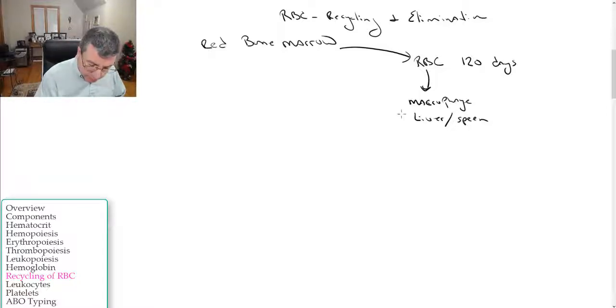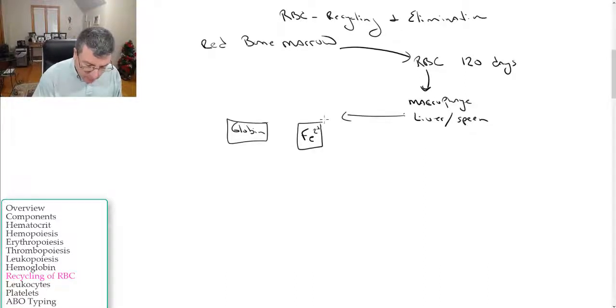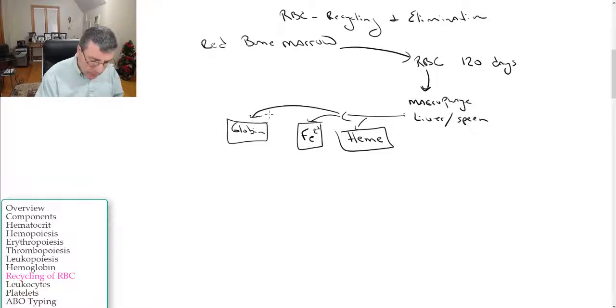So let me do this here. And let me just draw that a little bit better. Those lines are pretty bad. Okay, so here we're going to break it down into three components. We can have globin is one component. The other component is going to be the iron. Okay, and the third component is going to be heme. So this is what it's breaking it down to, okay?